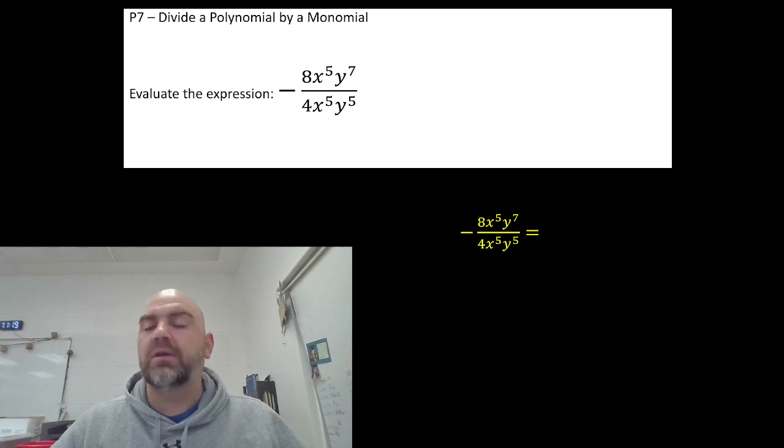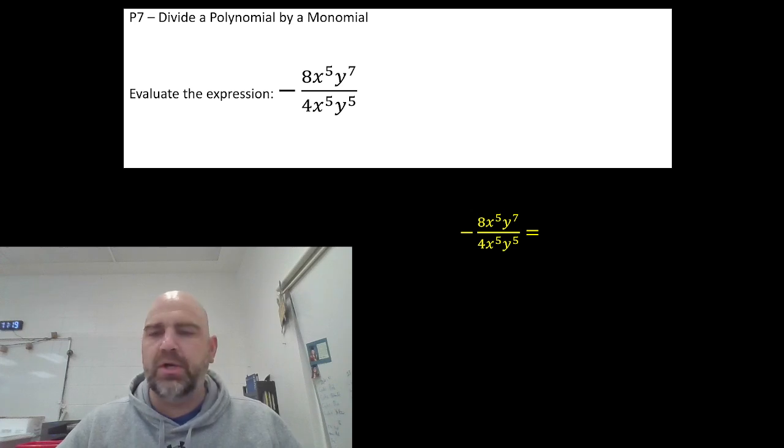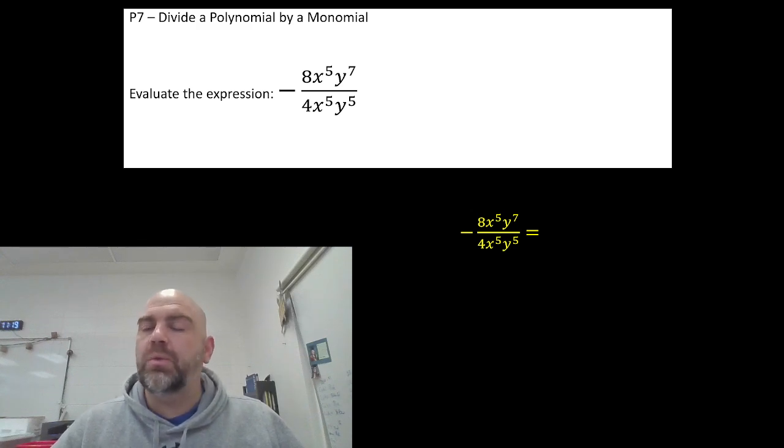Okay, let's take a look. So I'm going to ignore the negative for now and bring it back later. If you don't know how to ignore it and you need to take care of it, put it into that 8, make it a negative 8 over 4. And so we have 8 divided by 4. That's our numbers. We get 2.